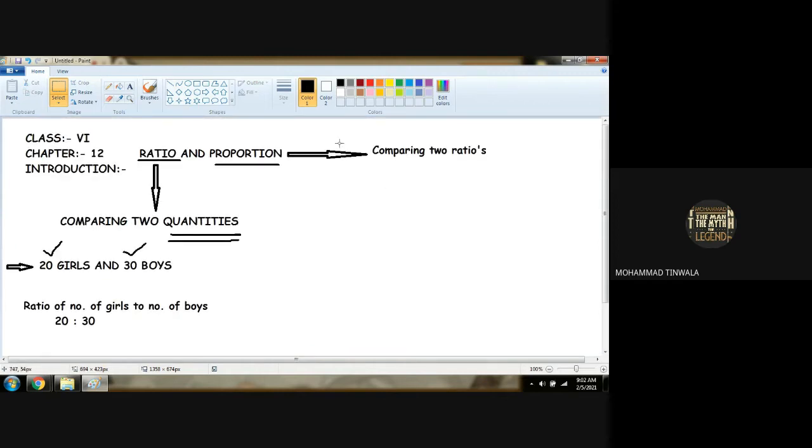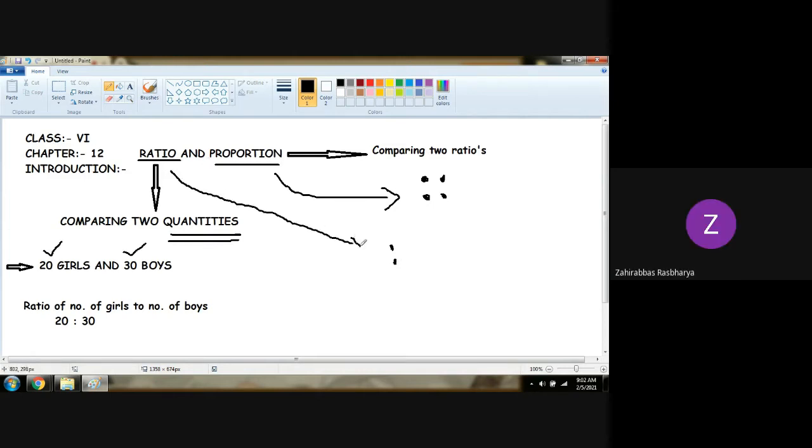Okay, chalo. Comparing two ratios means we have to compare two ratios, and this is the symbol of proportion. What is this four-dot symbol called? It's the symbol of proportion. What is this two-dot symbol called? It's the symbol of ratio. Understood, children? Yes, sir. Now when we compare two ratios, what is it called?